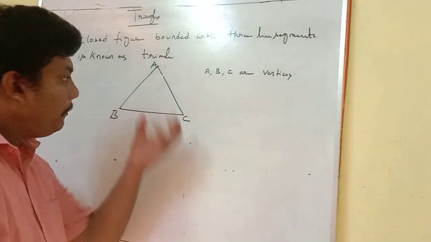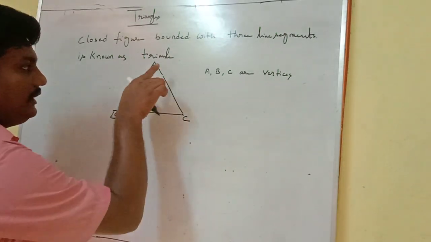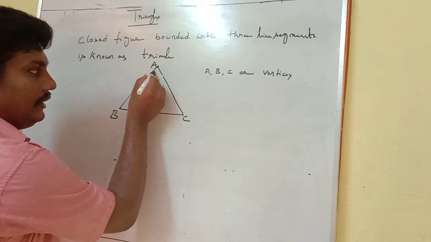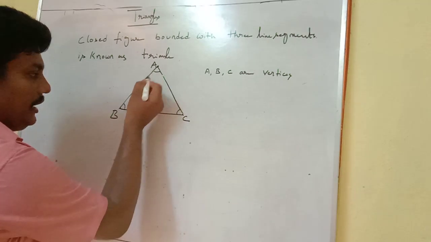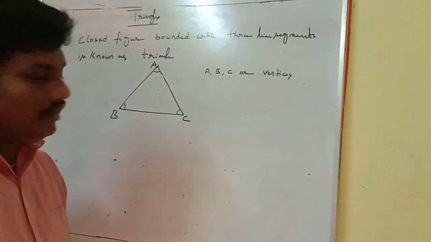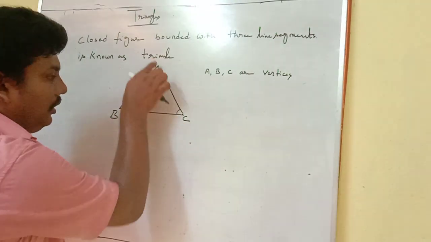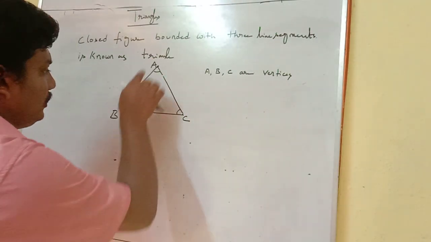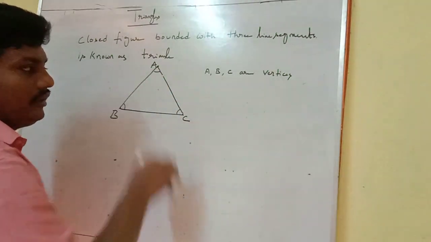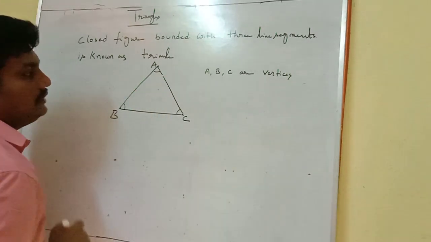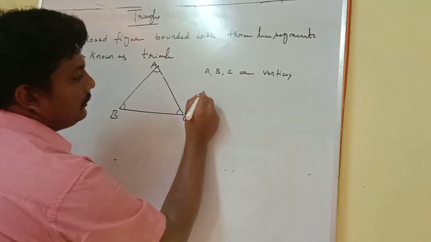Now coming to the parts of the triangle. How many parts are there? There are 6 parts. This is an angle, this is another angle, and this is the third angle: angle A, angle B, angle C. Like that, AB line segment, BC line segment, and AC line segment. These are 3 line segments and 3 vertices. Each vertex we call as an angle.